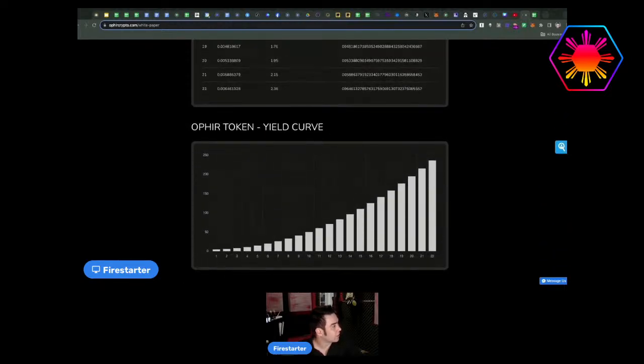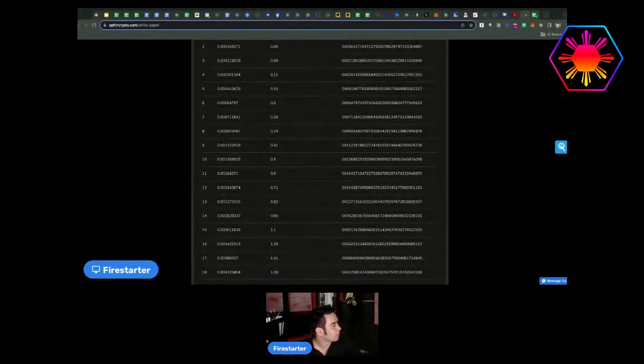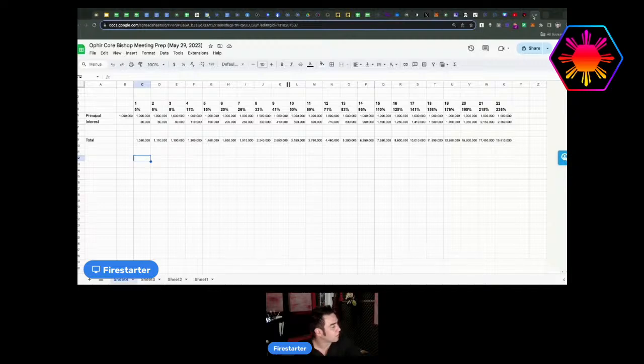And we can show you here a super basic sheet that I made so you can see what it looks like. You have the years laid out from year 1 to year 22. You have the percentages laid out as well, from 5% the first year, 6 second, 8 the third, and so on till the 215% on the 21st year and 236% on the 22nd year.